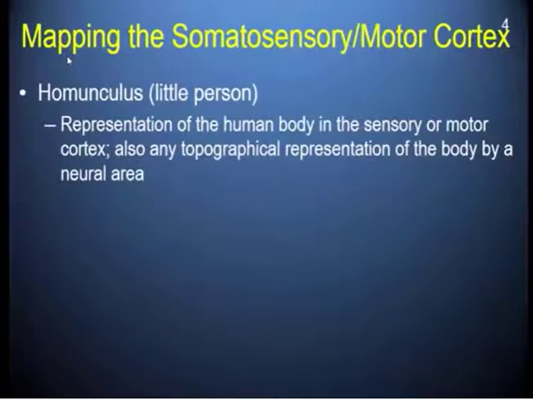Now, last time we talked a little bit about the homunculus. We didn't get a lot into it because I like to drop that idea there. And then I like to revisit it here so that we can see there are two homunculi. There's the sensory one and there's the motor one. The one you saw before was the sensory. So we're going to talk about how the sensory and the motor one are actually very similar when you look at the way the brain and the topographic representation on the brain occurs.